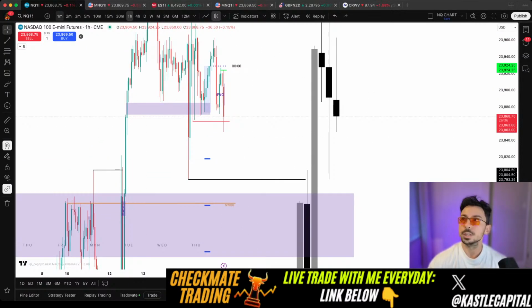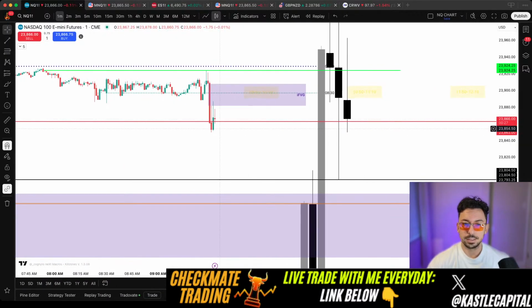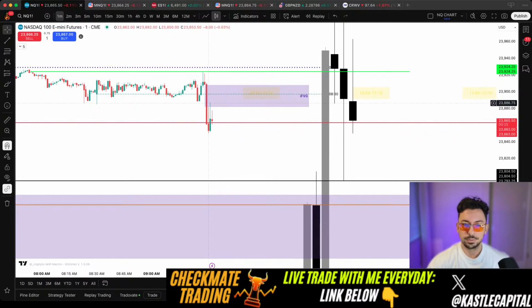Yeah, everything has been chopping because the market is in indecision mode. But yeah, I do like the idea of this failing. So closing back above, inducing a lot of traders long, and then having it fail.